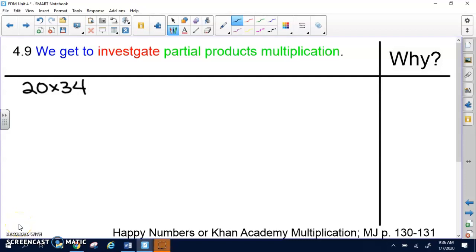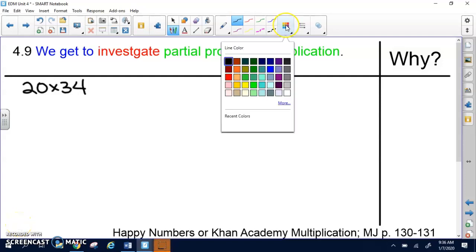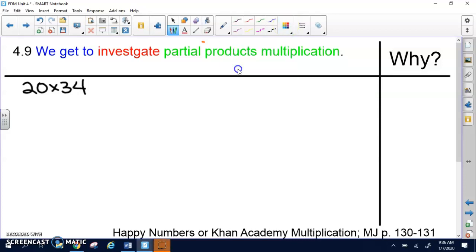To investigate partial products multiplication. Why are we doing multi-digit multiplication is why we're working on this. And one of the things that you're going to need to know very well to do this is your place values. Okay, we got to understand when there's a 3 in the tens place, it doesn't mean 3, it means 30, right? There's a place value board right up there.